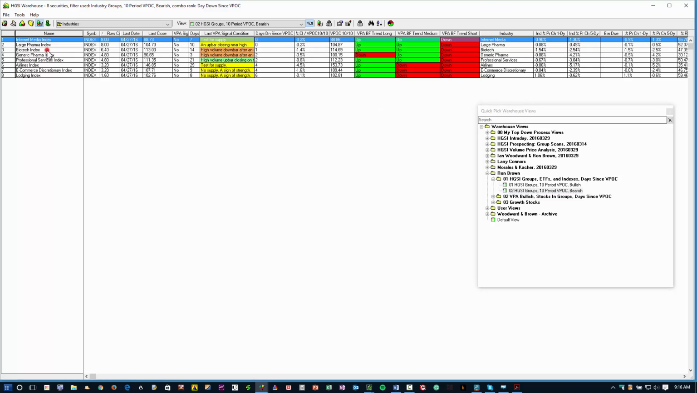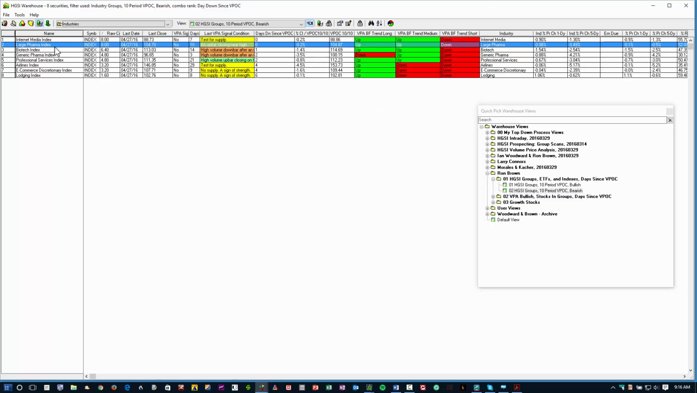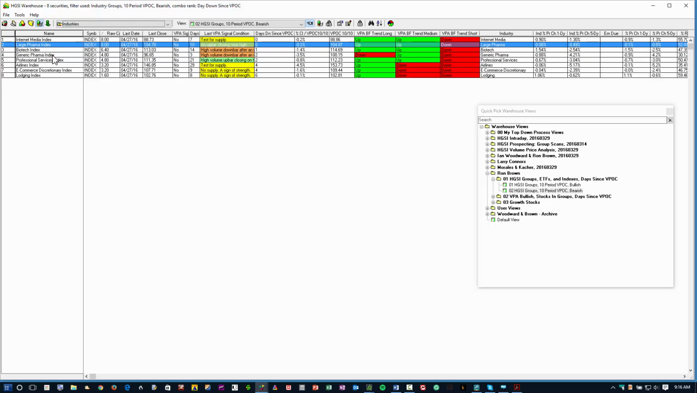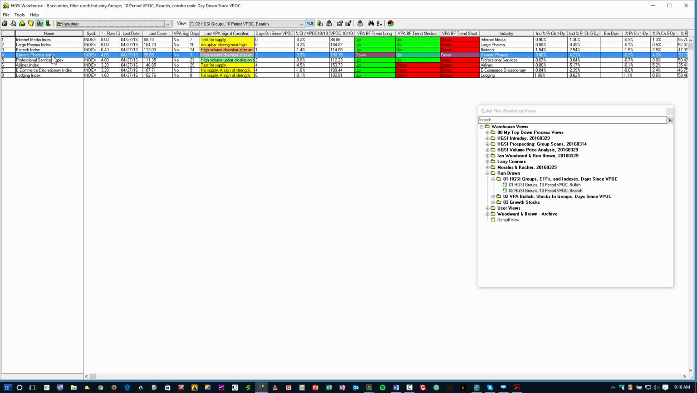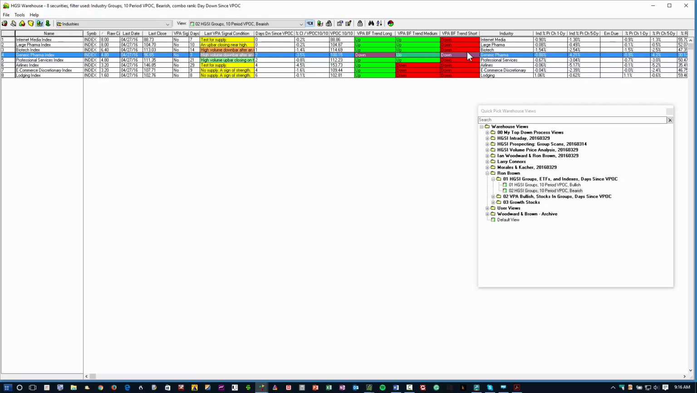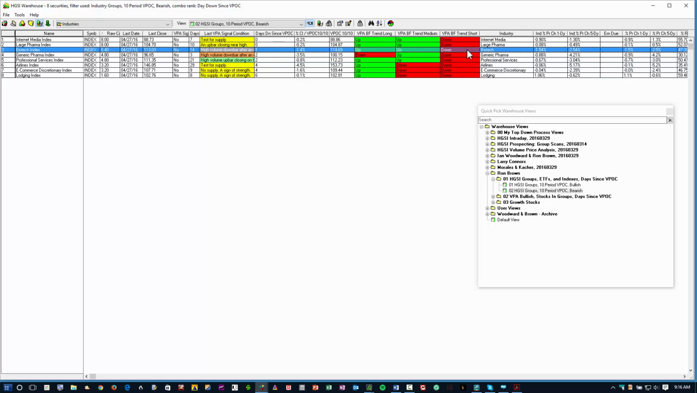But look what's negative. The biotechs have been struggling lately. Large pharma. Biotechs looked good for a while, but they rolled over. And just looking at this, you can see that 2 days ago, on the days down since the volume point of control, that's when it turned negative. And also, if you look at the short-term trend, it is down. The long and medium remain up based upon the VPA trends.